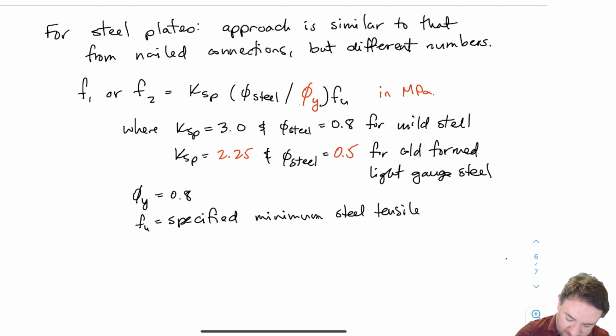It's not FY, it's FU. And they give some suggested values for that in the standard, but it's basically the steel tensile strength, the ultimate tensile strength of the steel plate that we're using for our embedment calculation.